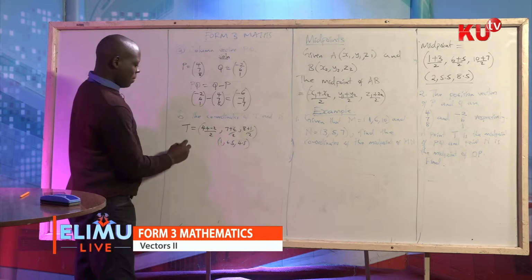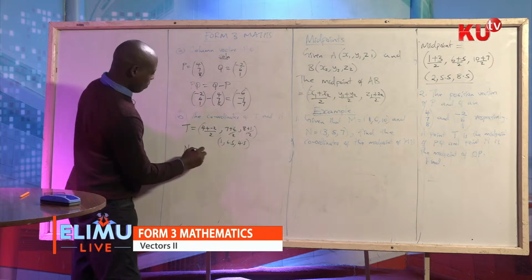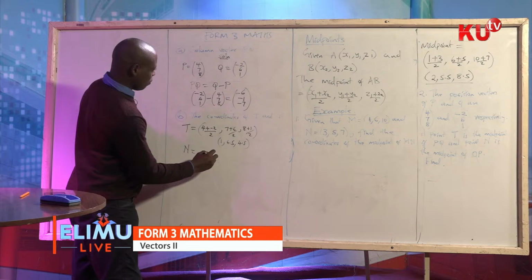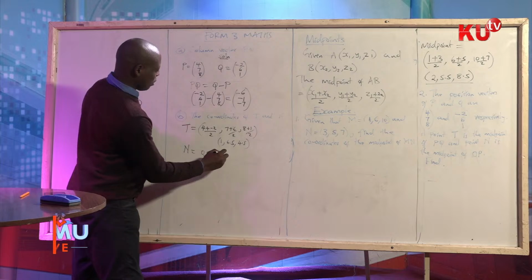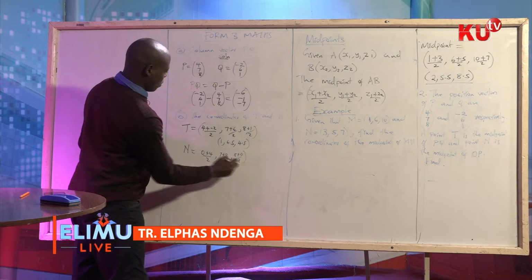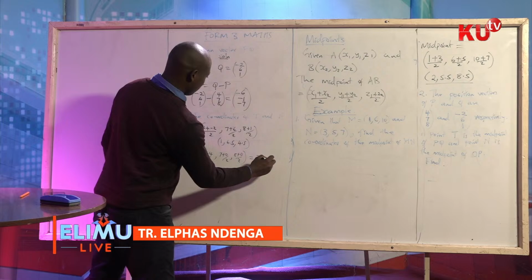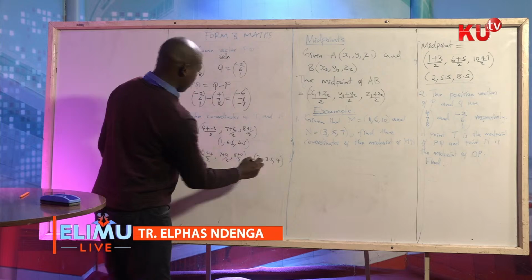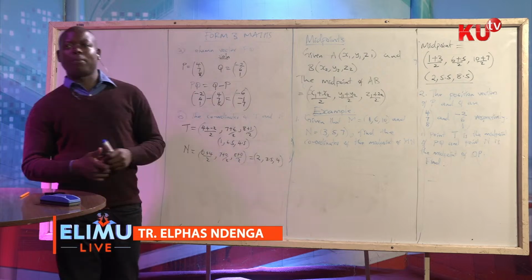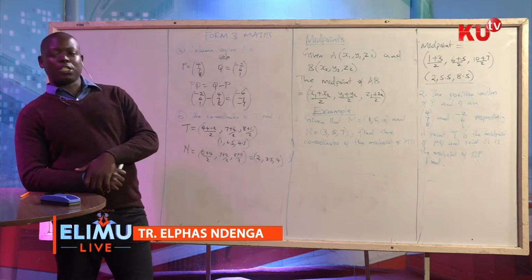N being the midpoint of OP will be 0 plus 4 over 2, 7 plus 0 over 2, and 8 plus 0 over 2. So you work out this one, this becomes 2, 3.5, and 4. You will have worked out the midpoints of the N and T.